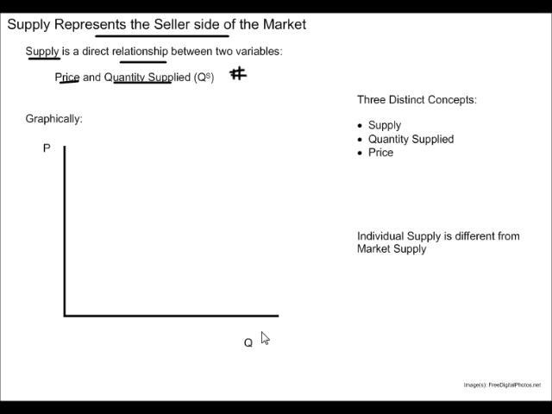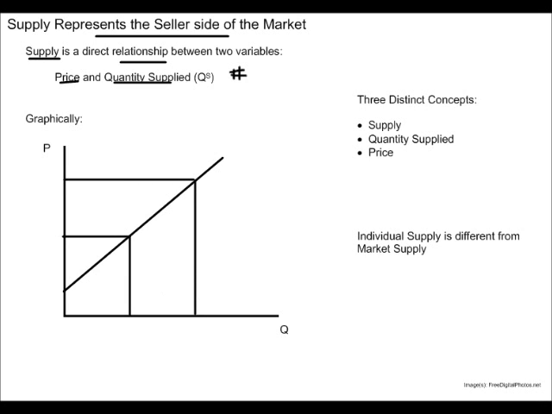We're labeling price on the vertical and quantity on the horizontal. If it is a direct relationship between these two variables, that means that they move in the same direction, and so my line, my supply curve, would be upward sloping, right? We say that it's upward sloping because we can take two different points on that supply curve. That's one combination of price and quantity supplied. Here's another combination of price and quantity supplied.